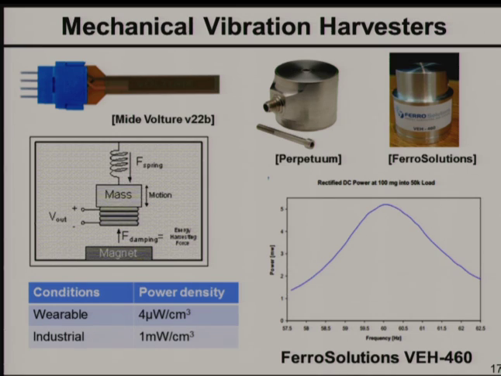If you look at the typical power numbers here, you can have an electromagnetic device in your pocket or in the sole of your shoe when you're walking around. But that's a very low amount of power because, firstly, the frequency is very low, and the acceleration, the amount of g's that you get, is also pretty low. But these are very good for industrial situations where you put it on a machine.